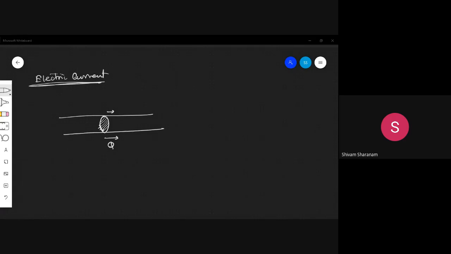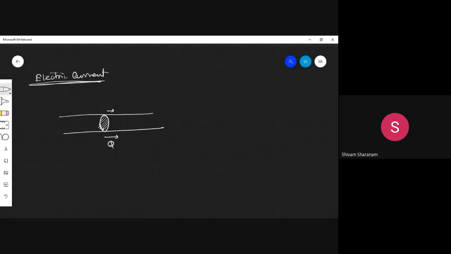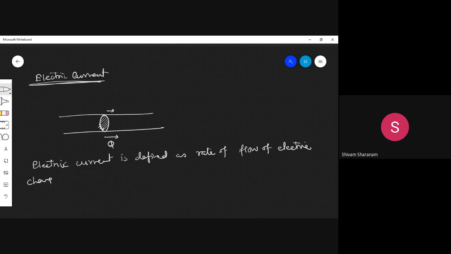So here, simply, the definition we can also define quantitatively: an electric current is defined as the rate of flow of electric charge through any cross-section area of the conductor.